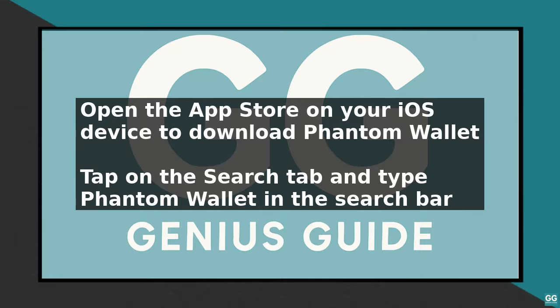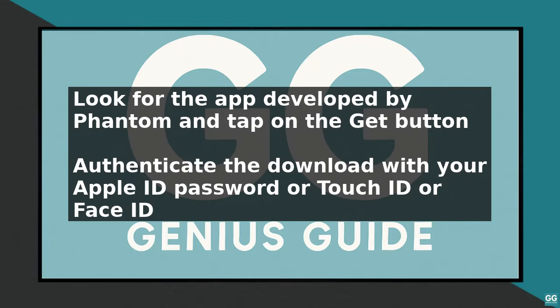Look for the app developed by Phantom and tap on the Get button next to it. You may be prompted to enter your Apple ID password or use Touch ID or Face ID to authenticate the download. Once the download is complete, tap on the Open button to launch the Phantom Wallet app. You will be prompted to create a new wallet or restore an existing one.